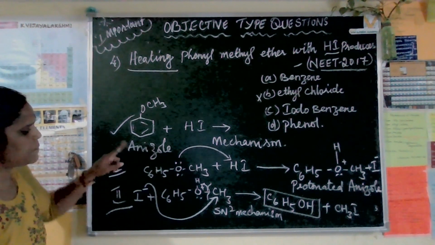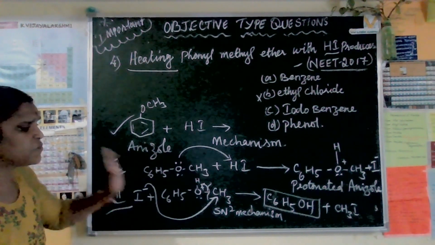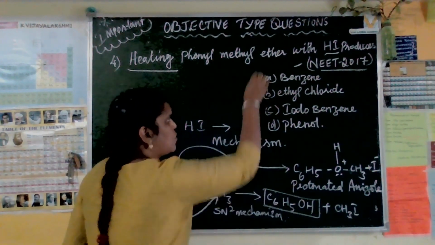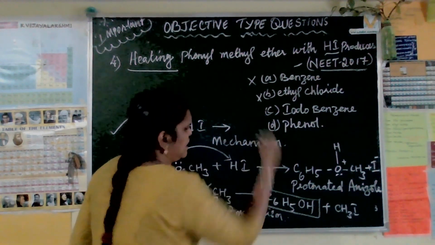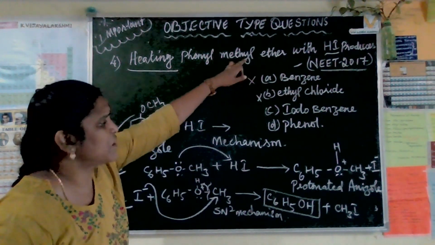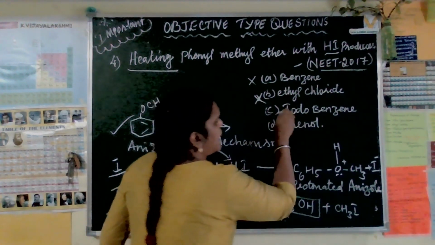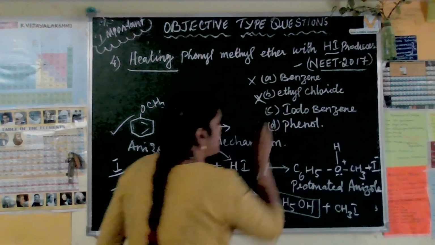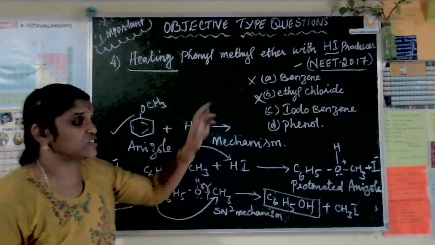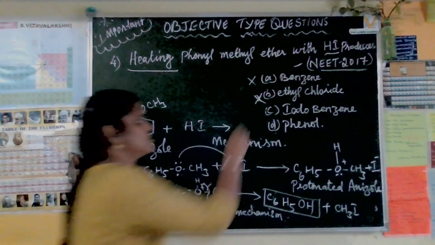In the mechanism, we have to go step by step. So what is the correct answer? Benzene? Can we get that benzene? No, benzene is not correct. And ethyl chloride is not at all in our list, because there is no ethyl chloride formation, so this is wrong. And iodobenzene: if you think phenol plus iodobenzene is the correct answer, that is wrong, because they mentioned heating, as I said at the start. This is also wrong.